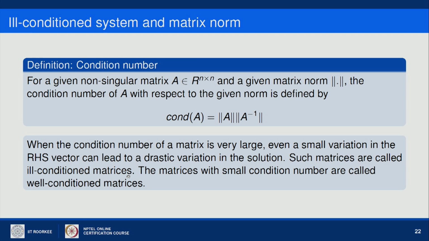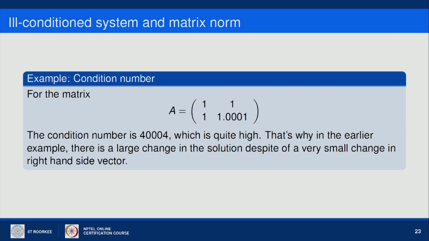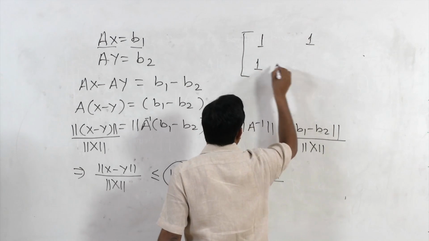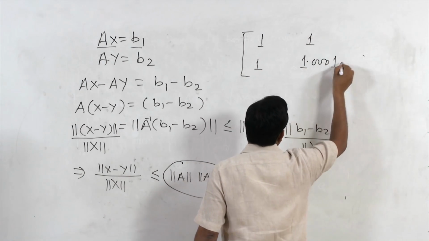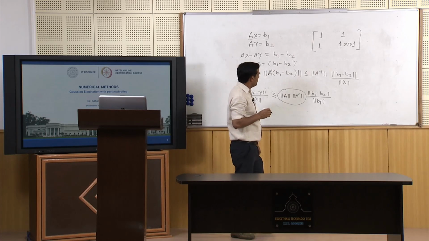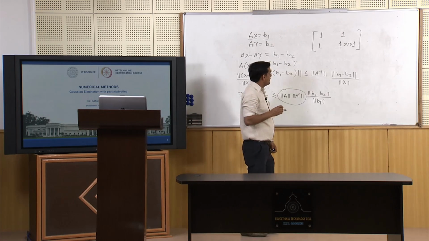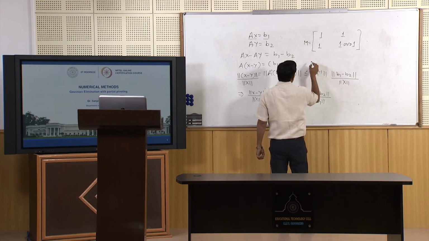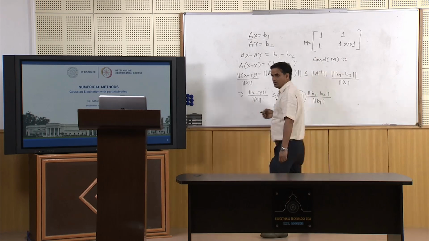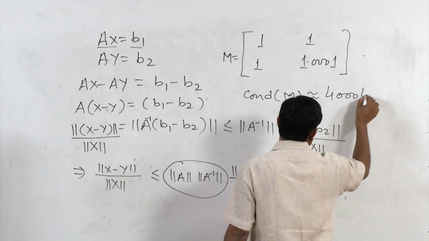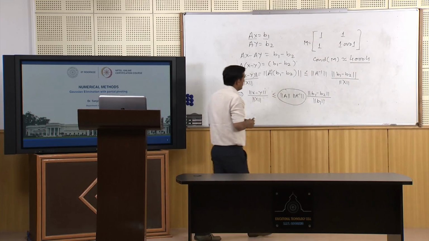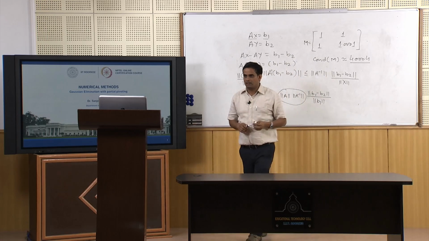So, if you see the earlier example which we have taken, 1 1 1 1.0001, this example was taken in the beginning when I introduced the ill conditioned system. So, if this is the matrix M, the condition number of this matrix will be something around, which is quite large, and hence the system was the ill conditioned system.